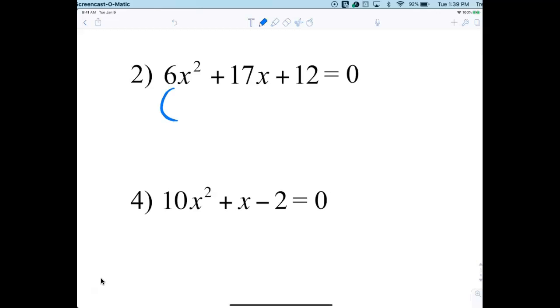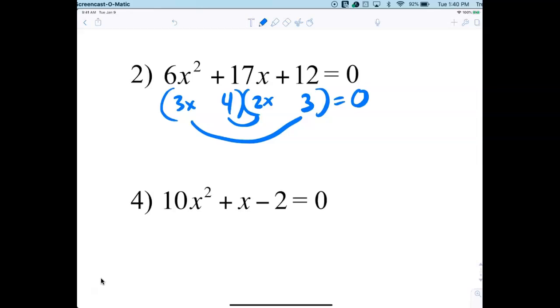So here we go. Two sets of parentheses. How do I make 6x squared? 3x and 2x. Middle factors of 12: 4 and 3. Where do I want to put the 4? On the left. It can't be with the 2. So I put a 4 here and a 3 here. Is that the answer? How much is this? It is 12 or 8. How much is that? Is that 17? Yes, if they're both positive. So now we factored. Does everybody agree with that?